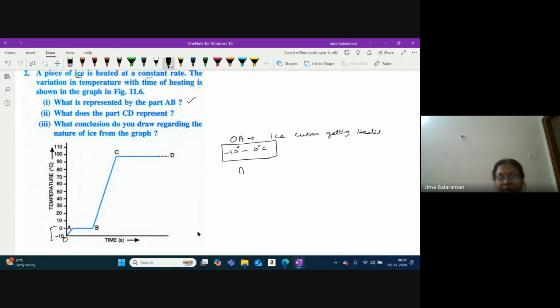From A to B, ice melts. Phase change. From B to C, water is heated up. No phase change. From C to D, 0 to 100 degrees Celsius. C to D, boiling, phase change.